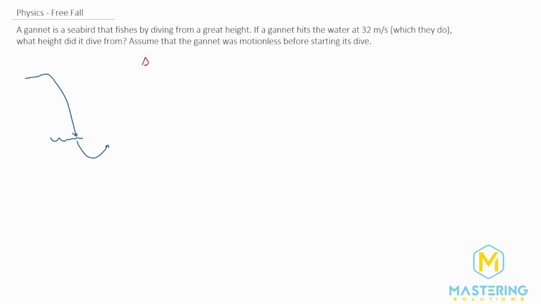So we need to know what is the delta y. That's what we're trying to solve for. We know that the initial velocity, we just said it's motionless, so it's holding perfectly still. So that will be 0 meters per second in the y direction, so v initial y. And now the v final in the y direction, they tell us is 32 meters per second.